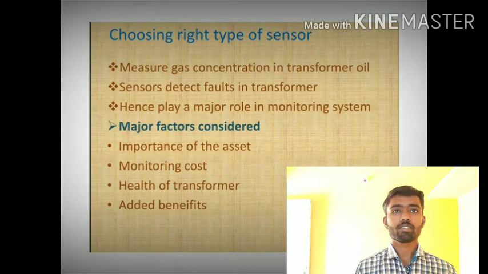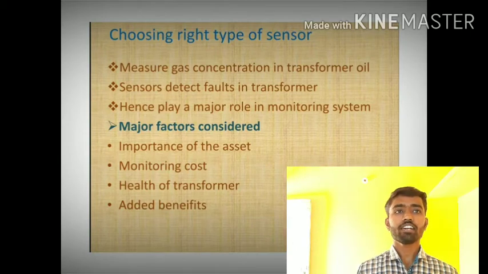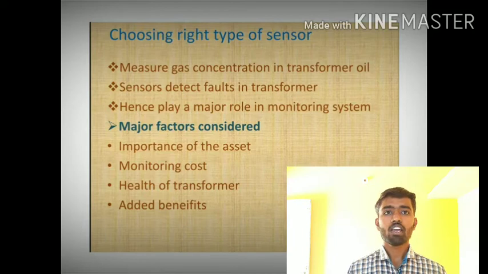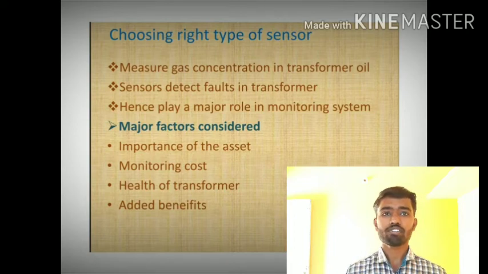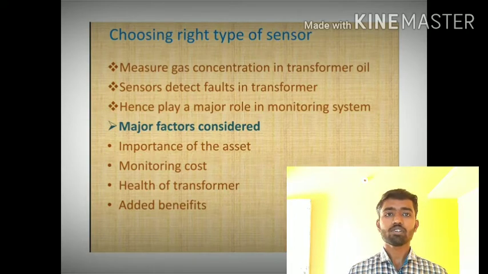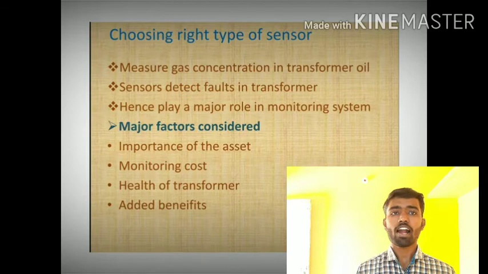Choosing the right type of sensor. It measures the gas concentration in the transformer oil and detects or identifies the transformer faults. It plays a major role in the monitoring system. Some factors could be considered while selecting the sensor. They are importance of the asset, monitoring cost, health of the transformer monitor, and added benefits.